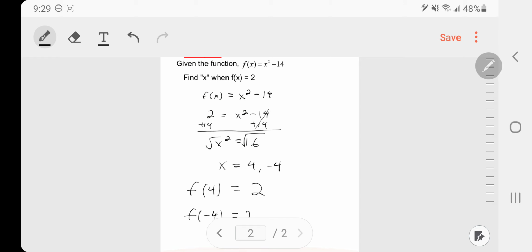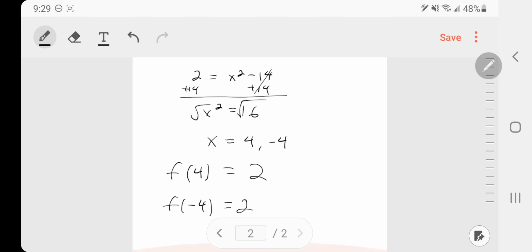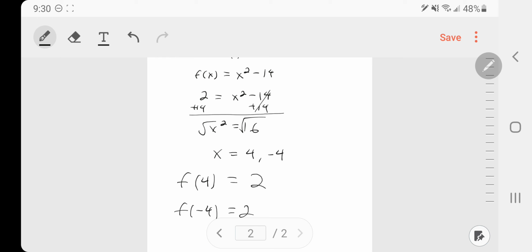So while this one is a function, you can see that it has two different x's that give the same y. So this one would not be a one-to-one function. Okay, we know that it would still be a function because technically the x's wouldn't repeat, but the y's, we can tell right away that it would not be one-to-one.